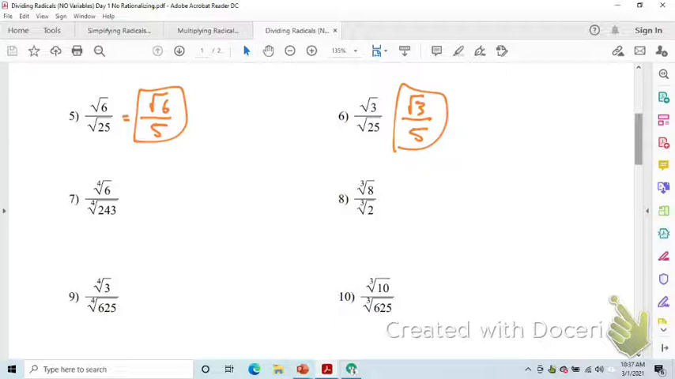Now we're talking bigger roots here, okay? So we need to consult our chart. Now I have my chart right here. I'm talking about 243. 243, I know that as 81 times 3. Oh, okay. So maybe that's what we're going to do here. 81 is 3 to the 4th.